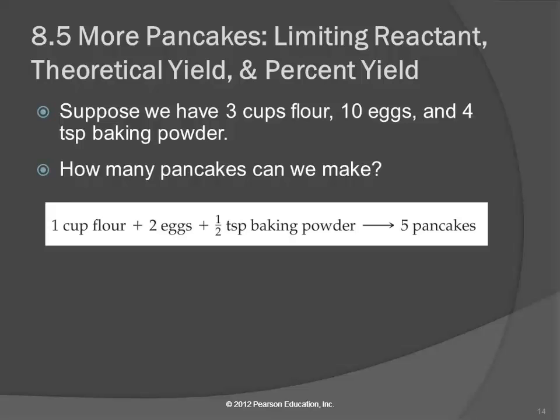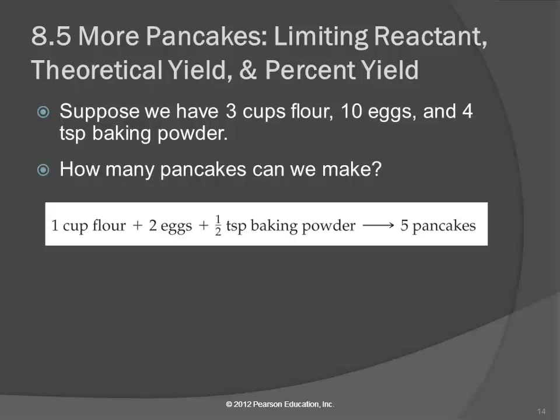15 pancakes, because the 3 cups of flour is your limiting agent or reactant. We're going to run out of an ingredient, right? And it's hard to just look at that. I think you're right. It's hard to just look at this and say, oh, well, duh, it's this, right?